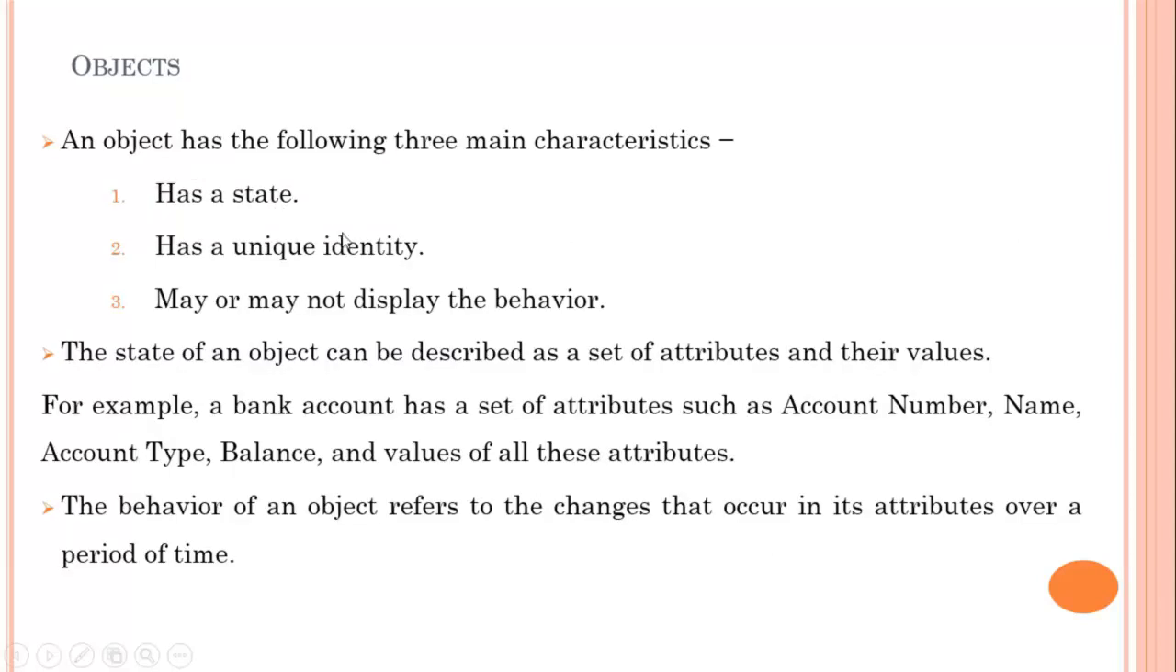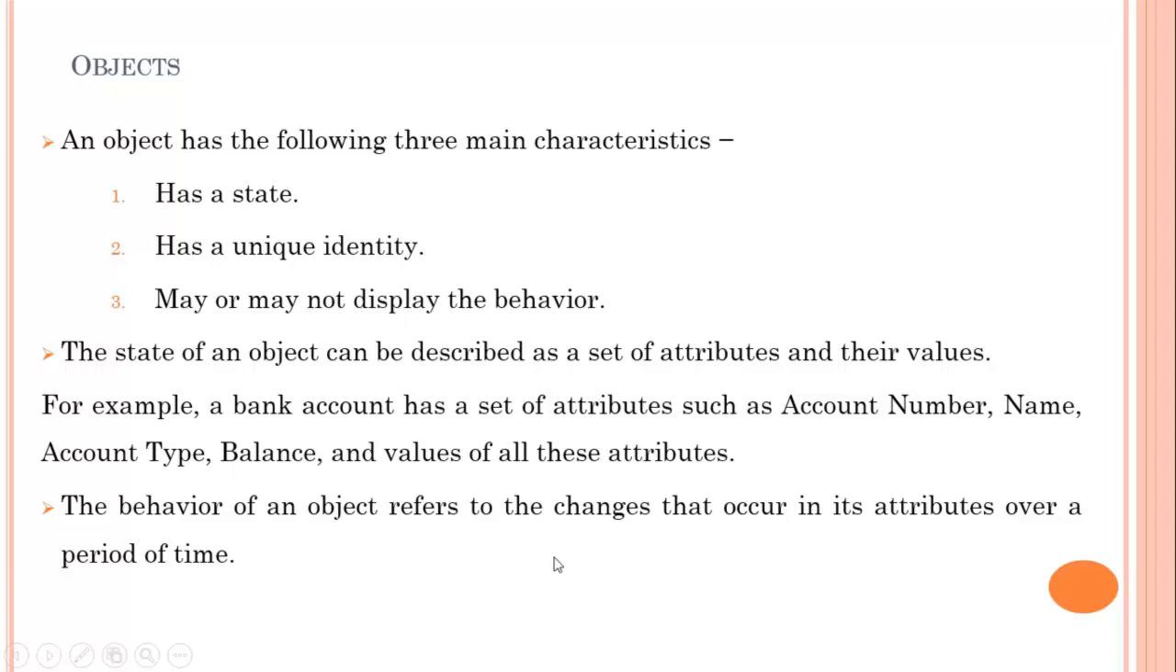An object has the following features. It has a particular state. It has a unique identity. It may or may not display the behavior. The state of an object can be described as a set of attributes and the values. For example, there is an object student. So student name, student class, these will be the attributes and the values of the object. For example, a bank account has a set of attributes like account number, name, account type, balance and value of all these attributes. Okay, so here bank account is an object.